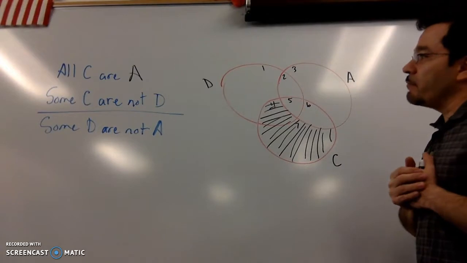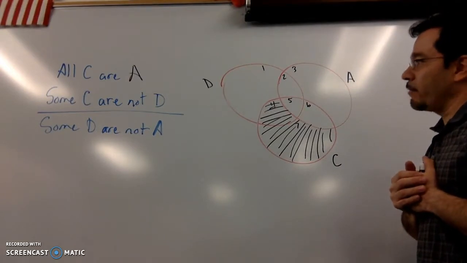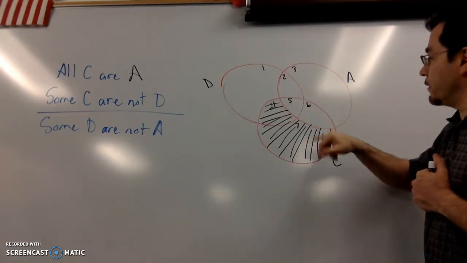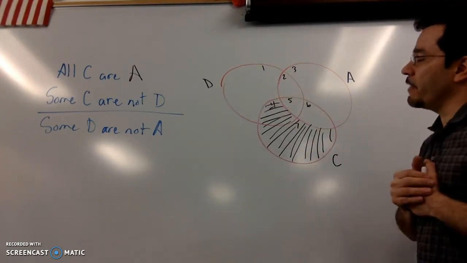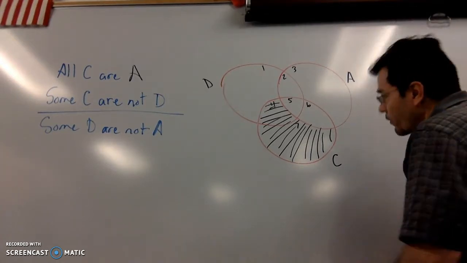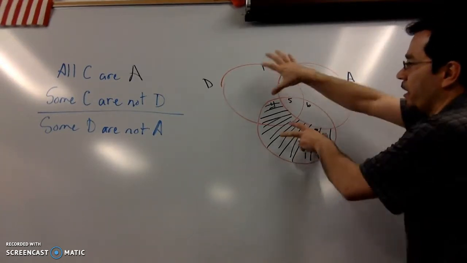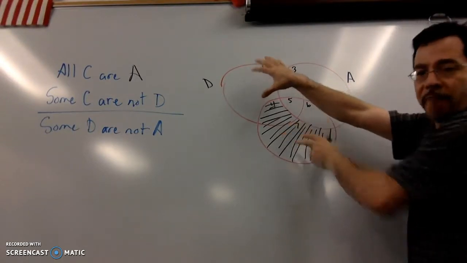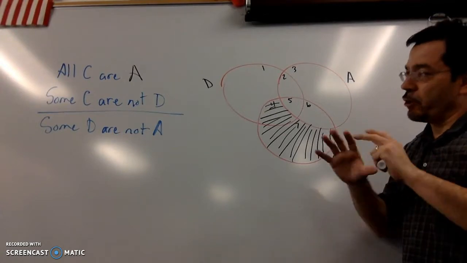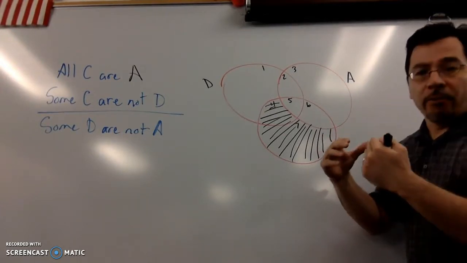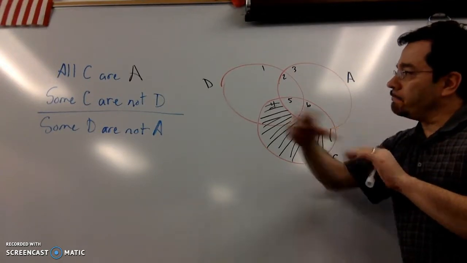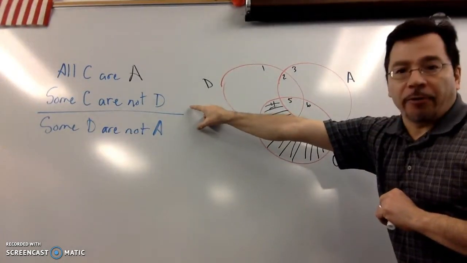Next one says some C are not D. Some C are not D. So we're going to look at the C and D circle, and to say that some C's are not D, we're going to have to put an X somewhere. Now again, for reference, you might have to go back to page 246 in the textbook and revisit those Venn shadings and how they correspond with your categorical claims.